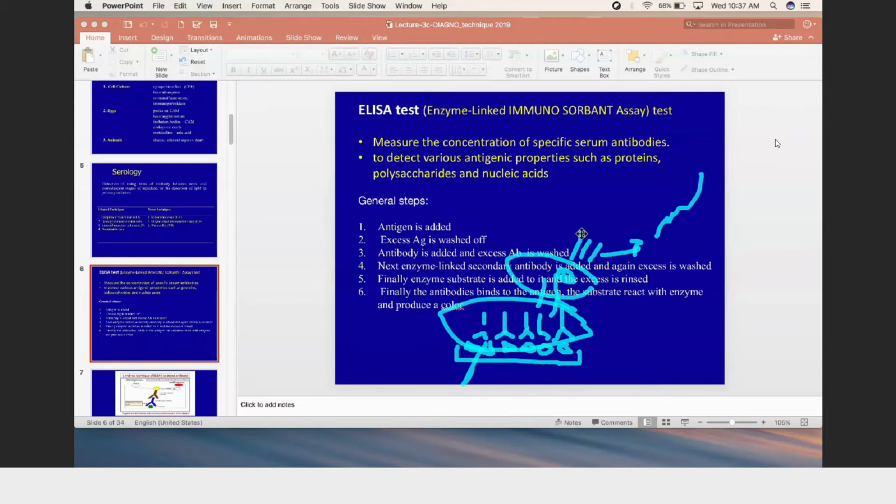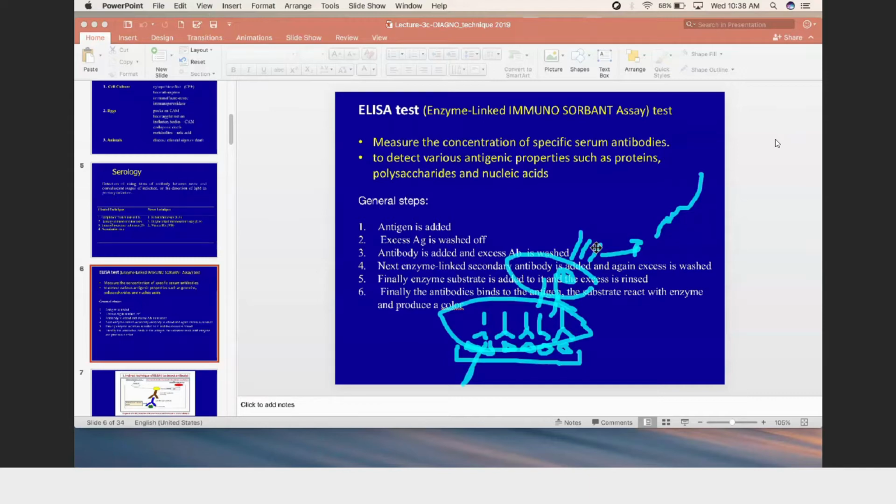So the intensity of this color can be measured by using a spectrophotometer. There is a specialized machine that uses a spectrophotometer. In this case we call it an ELISA reader. An ELISA reader is actually a spectrophotometer to measure the light penetration in that particular color, the spectrum.